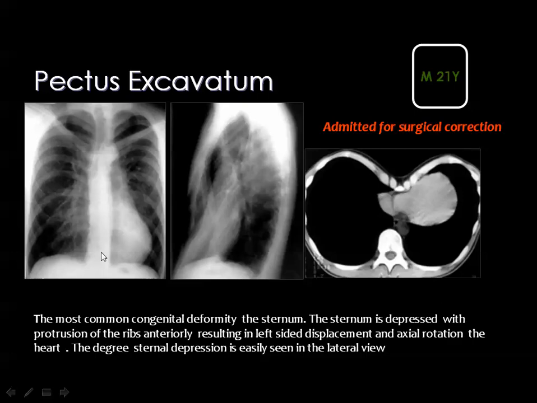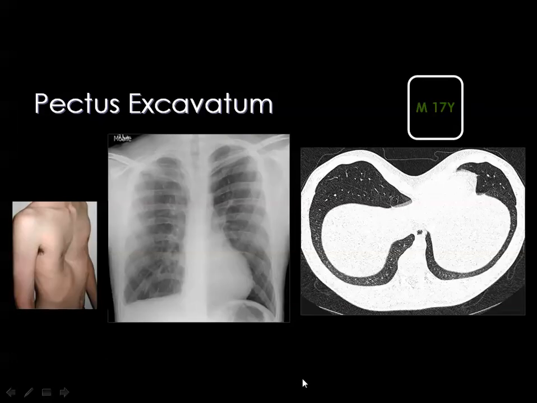When you look at the frontal view, you should see some of the cardiac shadow to the right side of the spine. But in cases of funnel chest, the heart is almost totally displaced into the left hemithorax, and you cannot see part of the heart to the right side of the spine. Then if you look at the lateral view, you can see the degree of sternal depression. This can easily be identified clinically on the patient, where you can see this very marked depression of the sternum on the anterior chest wall.